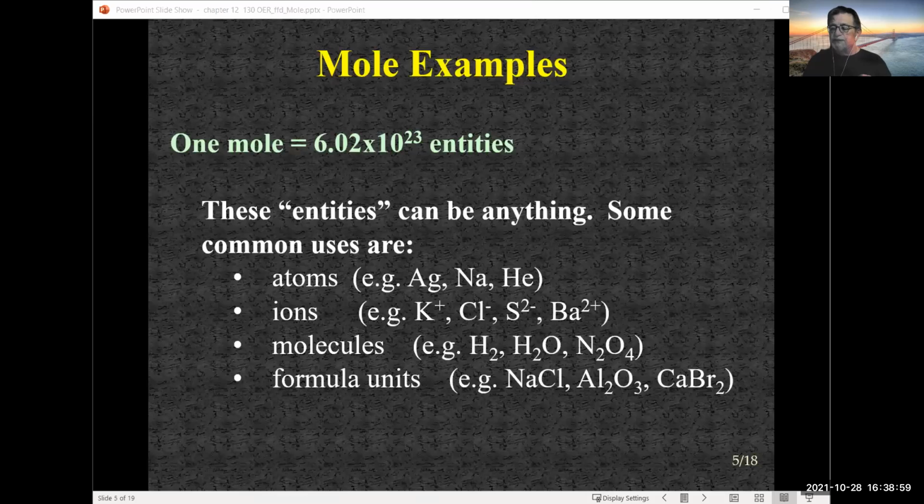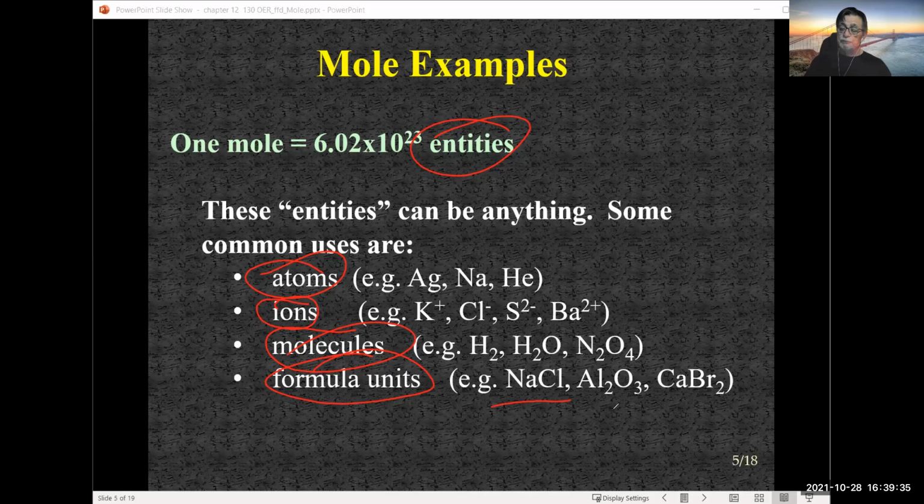And so, like we said, a dozen is just a number. A dozen eggs, a dozen bananas, a dozen computers, a dozen students. It doesn't make a difference. It's just a number of some entity. In chemistry we talk about a dozen atoms. The entity is atoms, or we could be talking about ions, or for that matter, molecules or formula units, like the whole formula. One mole of sodium chloride, 1 mole of aluminum oxide, things of that nature, okay? And just remember that the mole is simply a number.